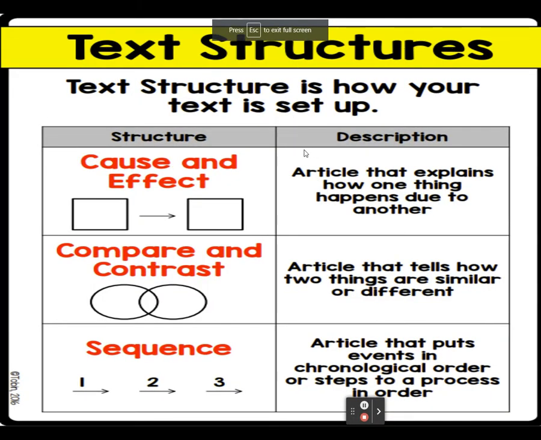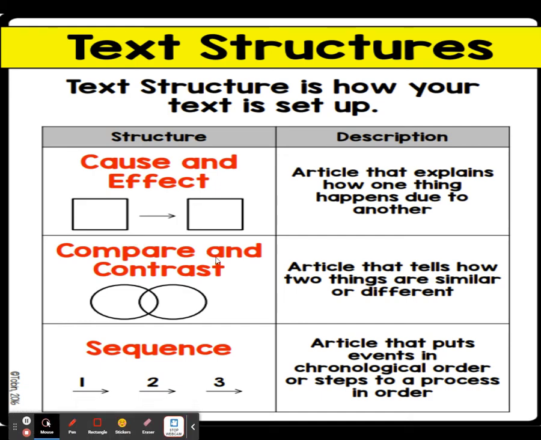So, with text structures, this is what we're starting today. A text structure is how your text is set up. A structure can be cause and effect, an article that explains how one thing happens due to another. We just did an entire thing on cause and effect, so we should be okay with that. With compare and contrast, remember that comparing and contrasting is telling how two things are alike or different. An article that tells how two things are similar or different.